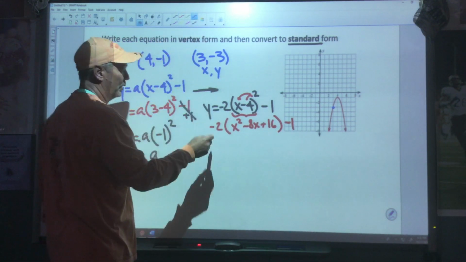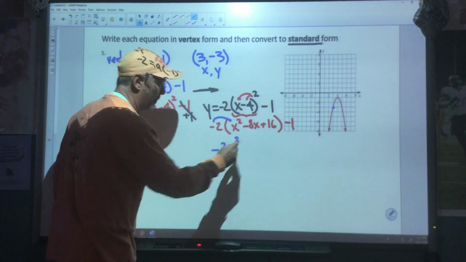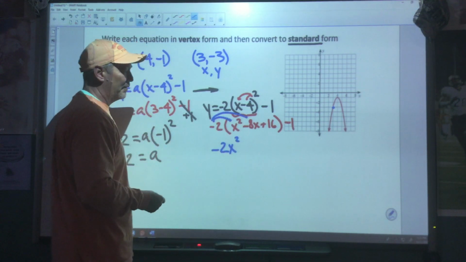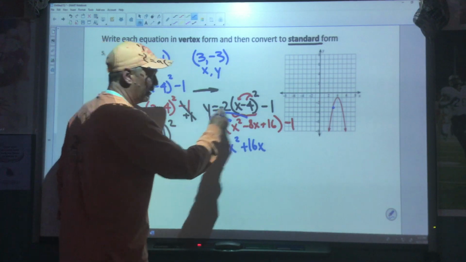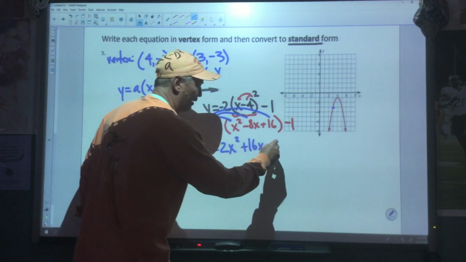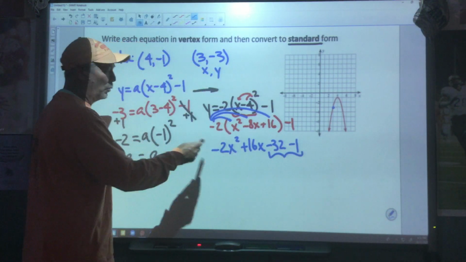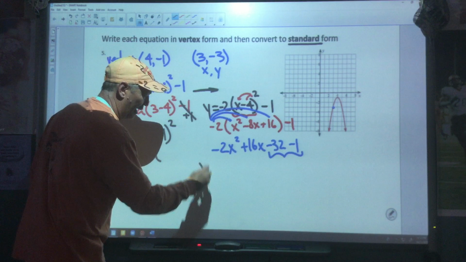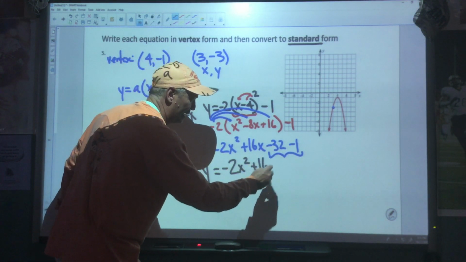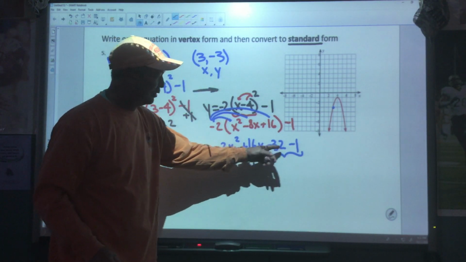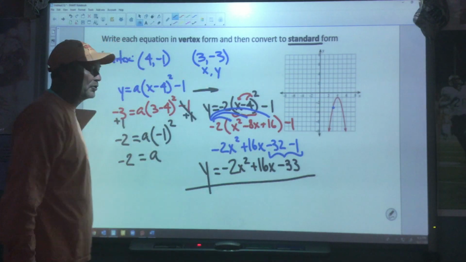Now we distribute. -2 times x squared is a -2x squared. -2 times -8 is a +16x. -2 times 16 is a -32. Minus 1. Don't forget that. So when we combine like terms, our final answer is y equals -2x squared plus 16x, -32 minus 1 is a -33. There is your final answer.